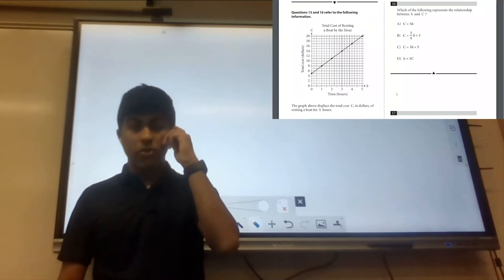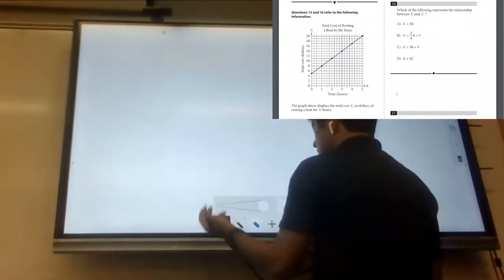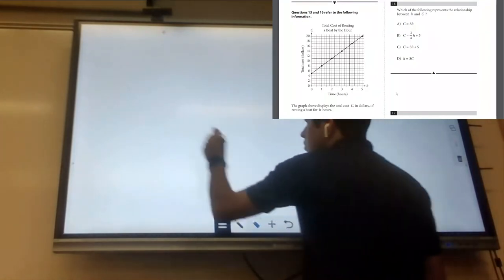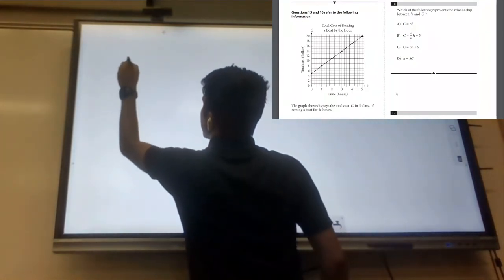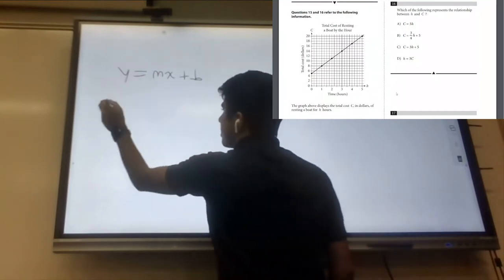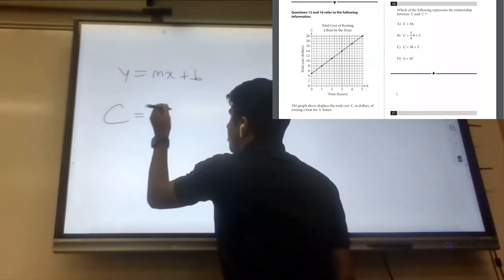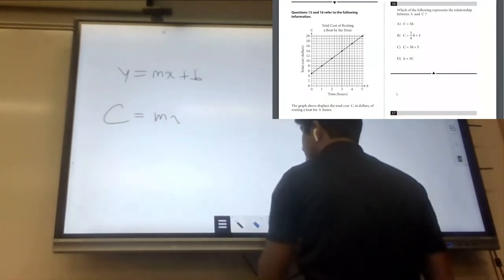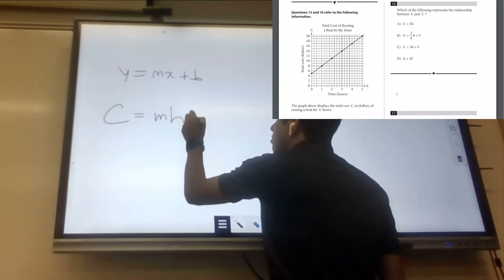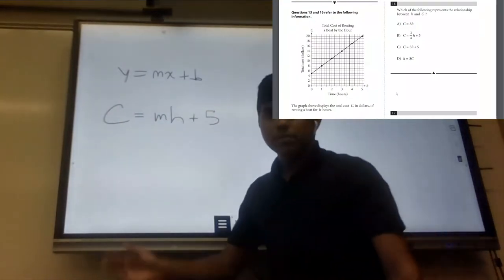Okay. Which of the following represents the relationship between h and C? Okay, so we can write this in a y equals mx plus b format. Now here y is C. m, we have to figure out what m is, and it's not x, it's h. And then b is going to be the intercept, which is 5. We just found that. So we need to find the slope now, right?